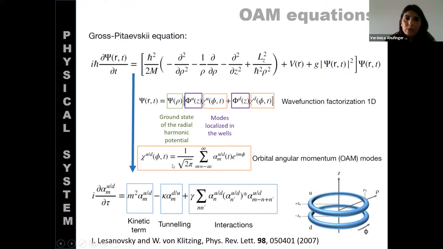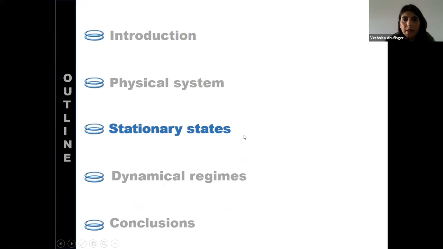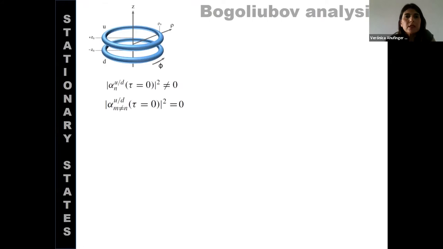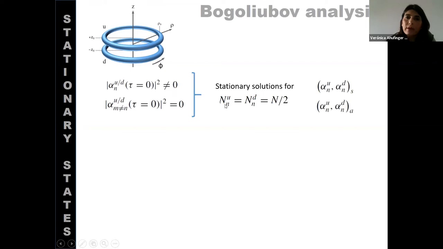Now that we have the set of equations, let me start by showing the results about the stationary states. What we are going to do here is just populate a single orbital angular momentum mode that we are going to call n. The rest of the probability amplitudes for the rest of the modes will be zero. Under these conditions, the stationary solutions occur when the two rings are equally populated with half of the population each, and one obtains two stationary solutions, the symmetric and the anti-symmetric solution.